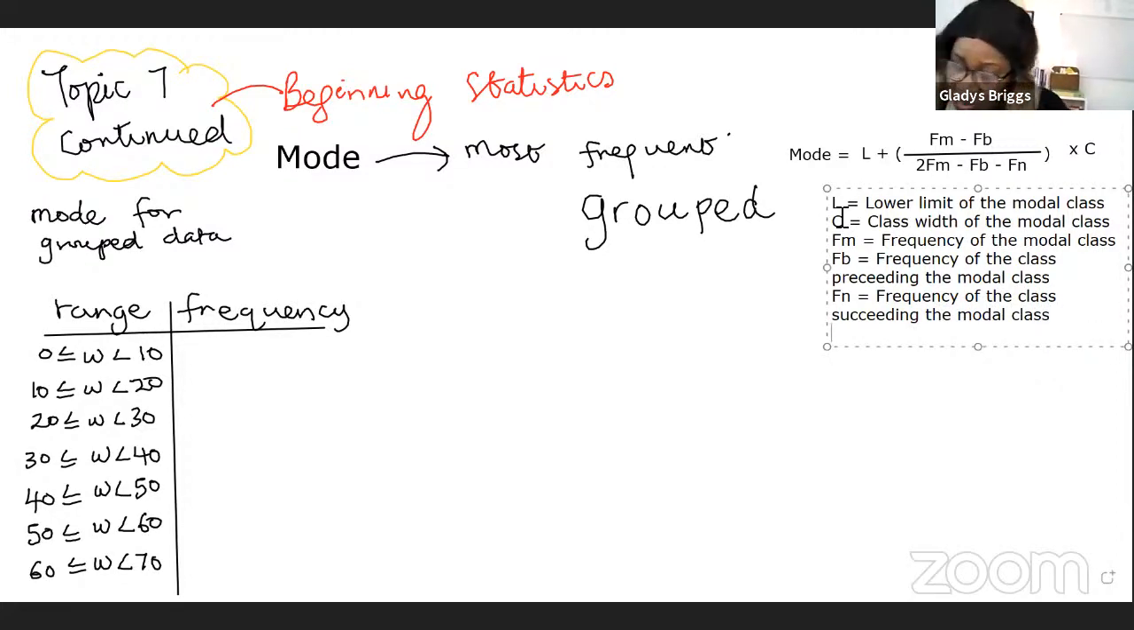And the last thing is what? We have everything now: L, FM, FB, and C. Okay, so now let's have a look at our data, this data that we have right here.